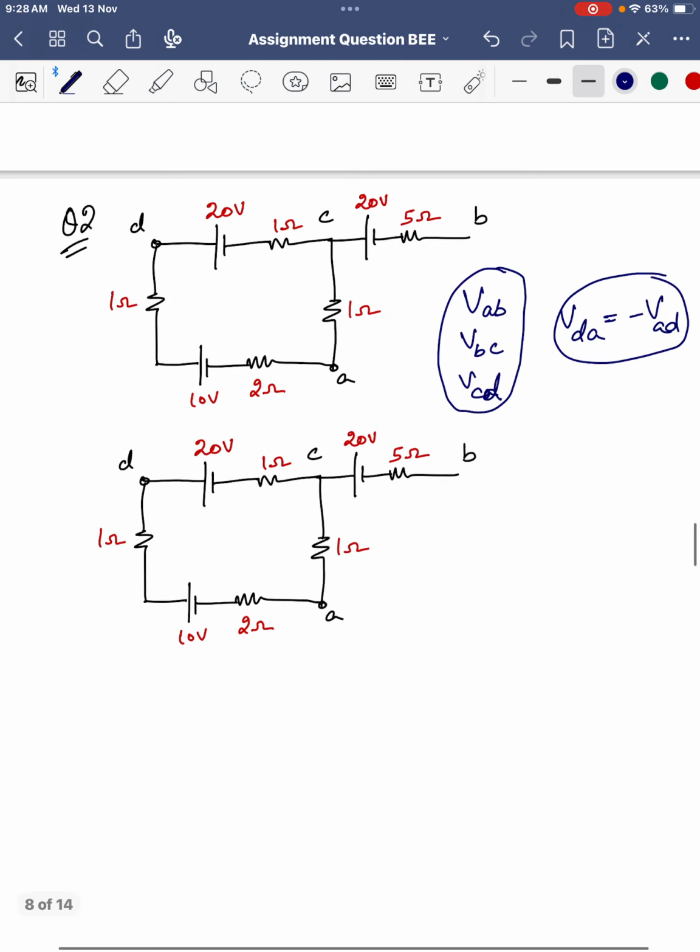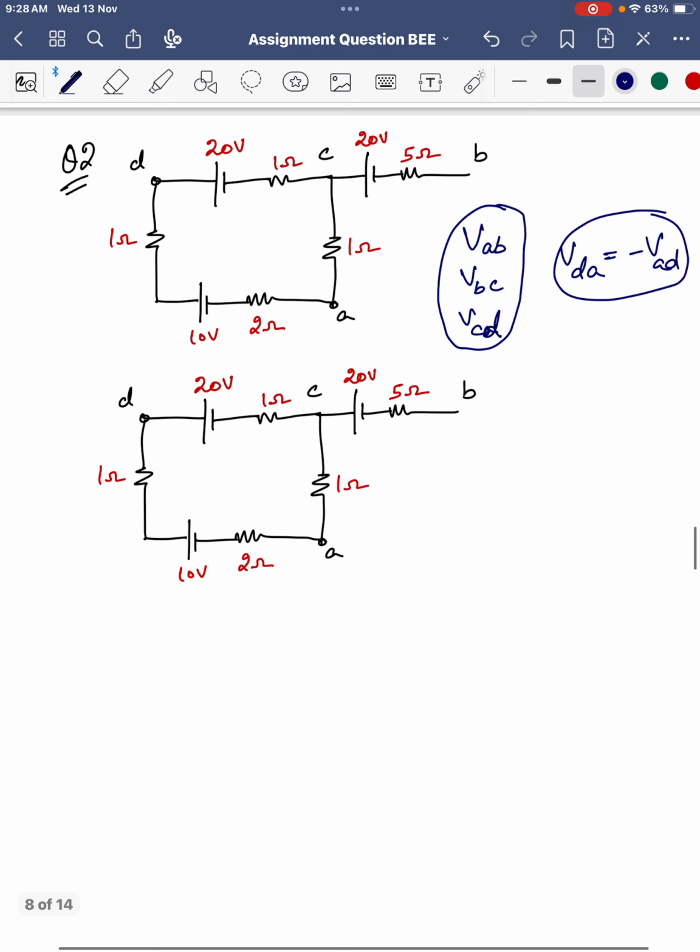And let us solve it by KCL KVL. So applying the KCL KVL, what we have to do is first you give the direction of the current. Let us say the direction of the current is like this. So we can see that the current will not go from C to B. So this current will go in this way and it will go up like this.